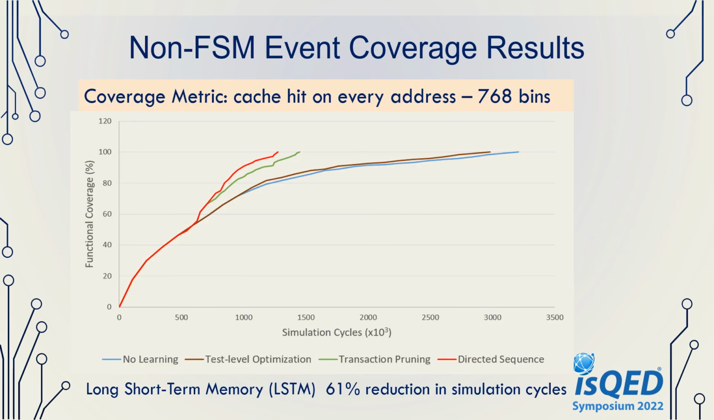So now let's look at the result of this non-finite state machine design event coverage. And for this case, we look at over 700 bins. And again, if we look at this coarse-grained test level pruning, it does not make much difference from the case without machine learning. And if we do this transaction level optimization, we can reduce the simulation a lot. And between these two approaches, this directed sequence generation is better than the online transaction pruning.